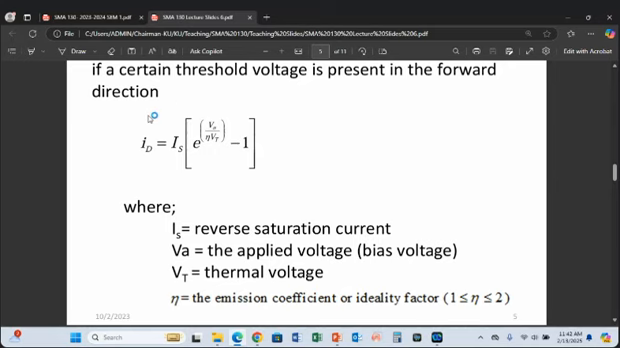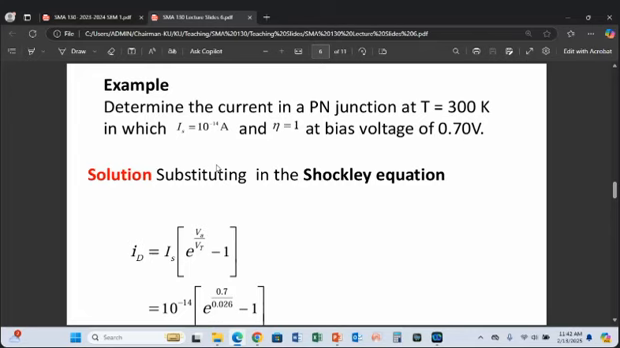Anybody with a question? Now this equation, we can also derive it, but I think at your level we may not go to that, but we are able to use it. Given this equation, you can use it, or if you are asked to use it, you can use it.